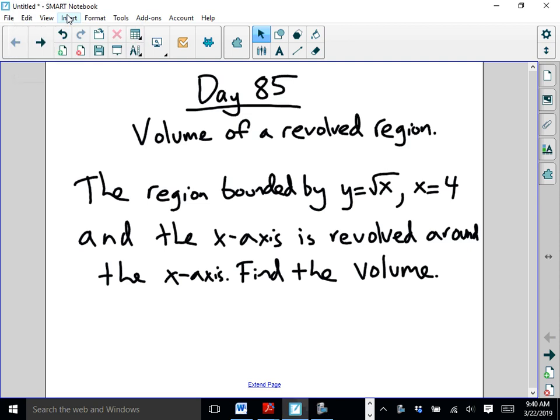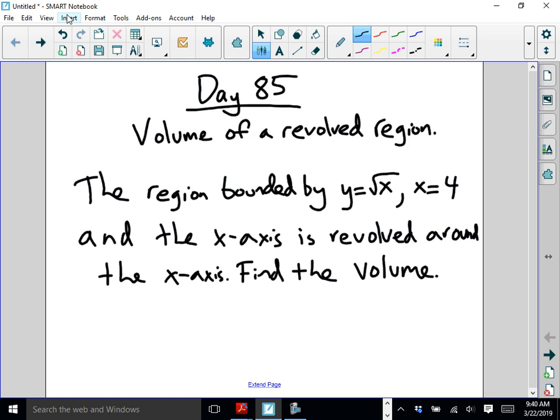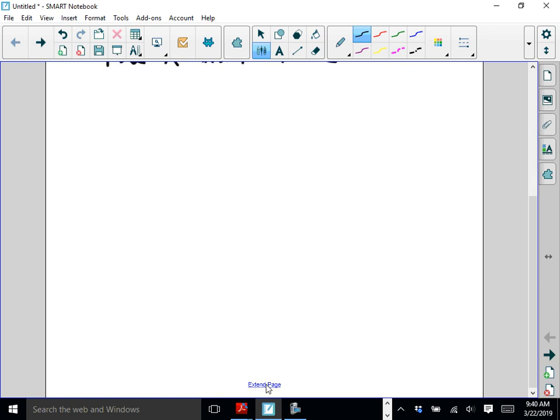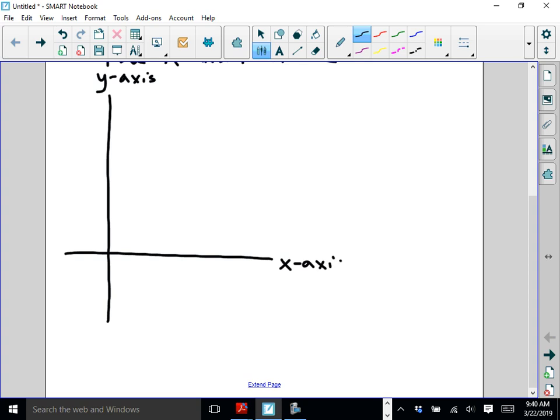It says, the region bounded by y equals root x, x equals 4, and the x-axis is revolved around the x-axis. Find the volume. So what I want to do first here is get an idea of what this looks like. So let's just do a little sketch. Here's my y-axis. Here's my x-axis. So the function is y equals square root of x. So that's going to look something like this. Here's y equals root of x.